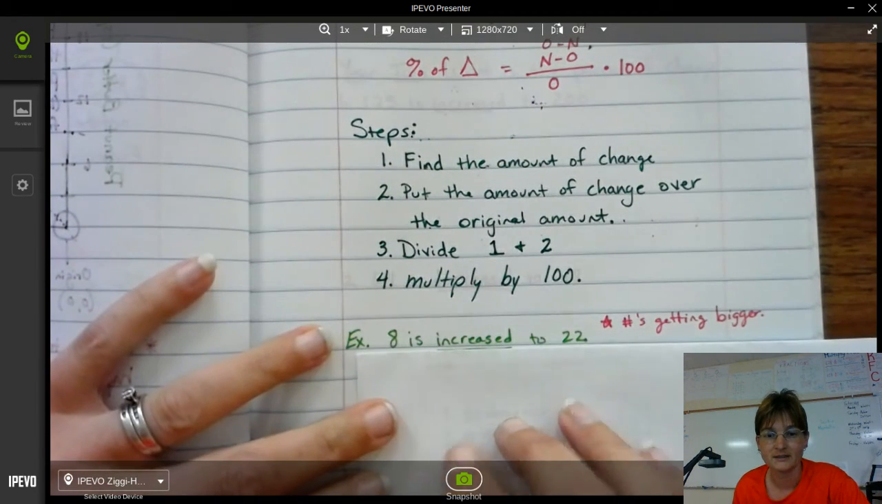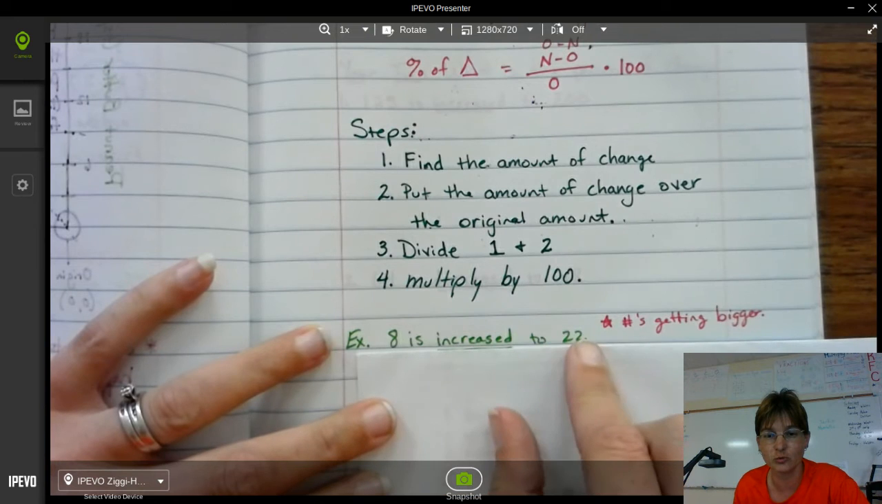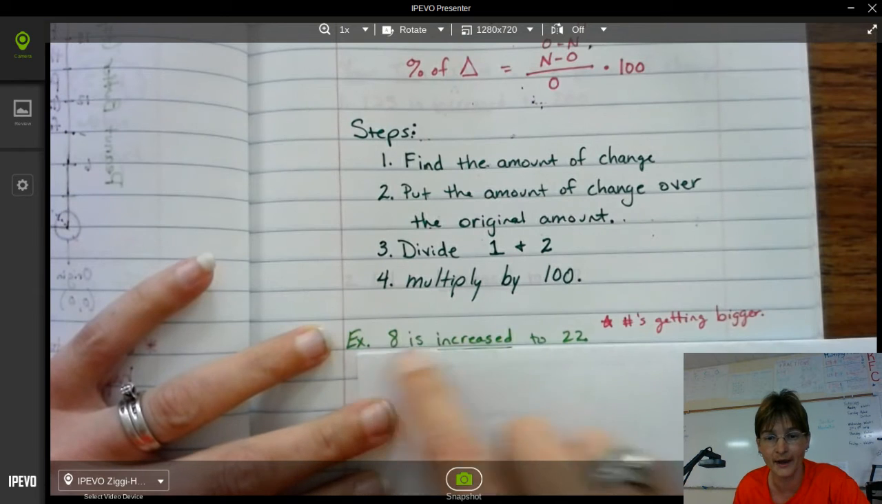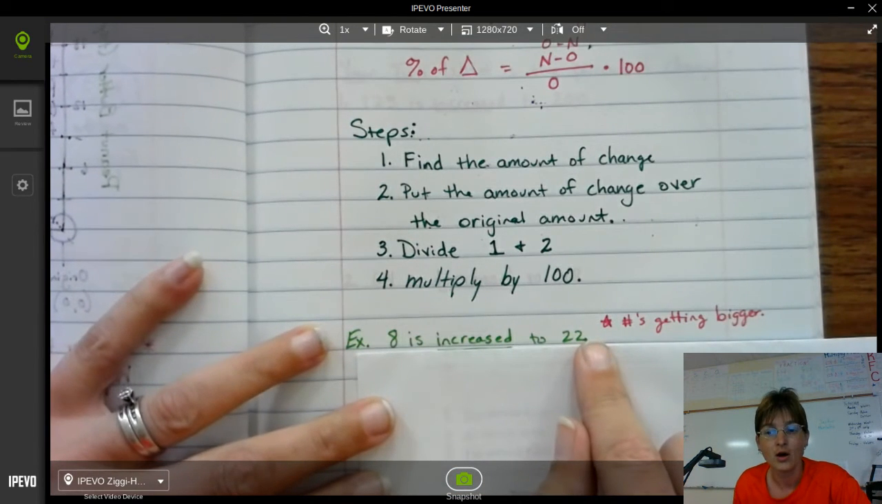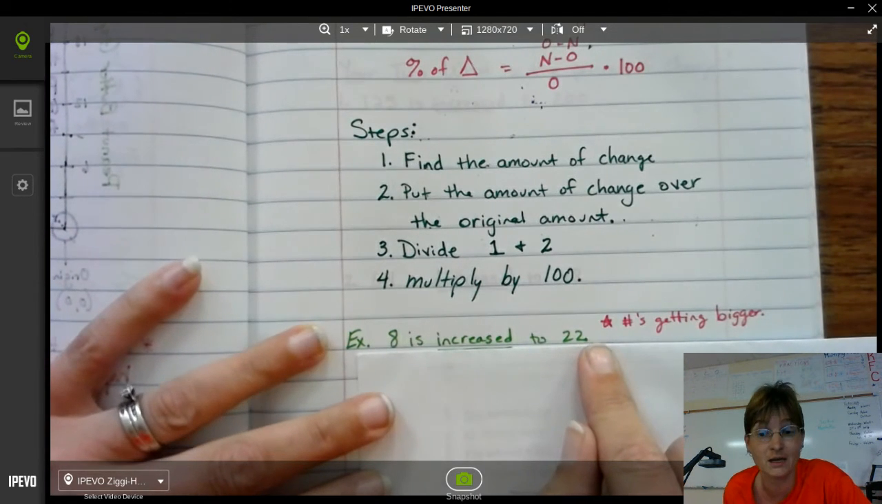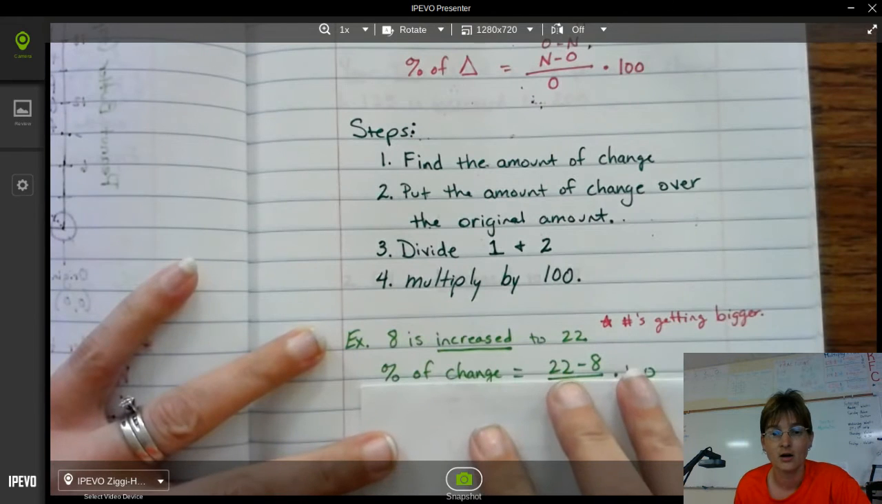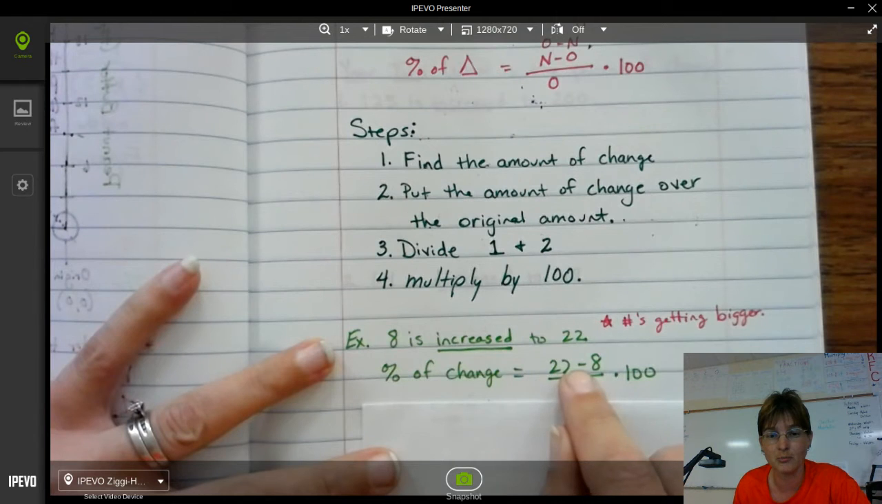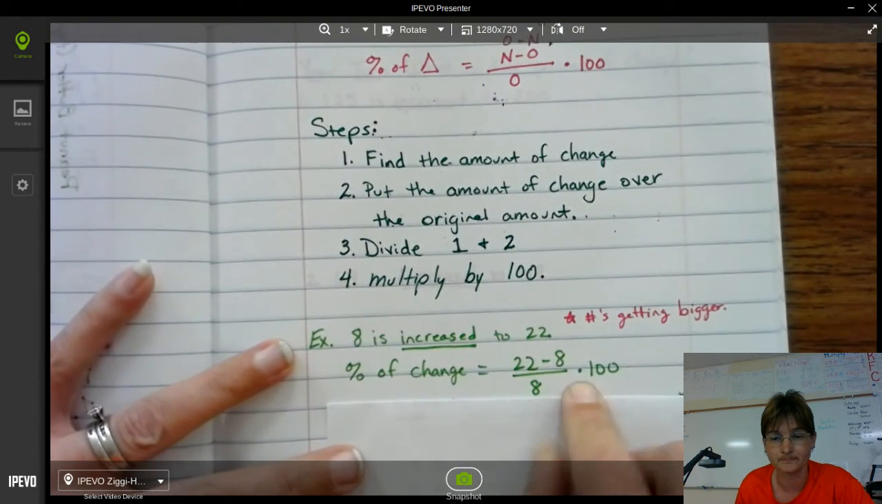Example number 1 says 8 is increased to 22. Okay, this is getting bigger. The number is going from 8 to 22, so this is obviously going to be a percent increase. All right, so we're going to write our formula. We should have percent of change equals 22 minus the 8. Our original is 8. So this is our new, this is our original, 22 minus our original 8 over 8, which is our original, and then we would multiply by 100.